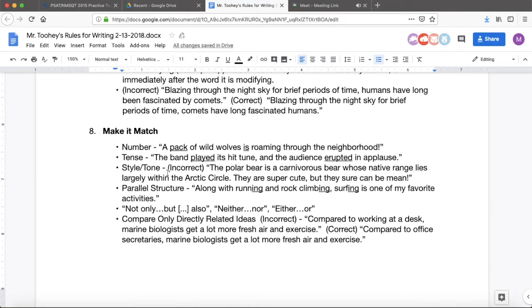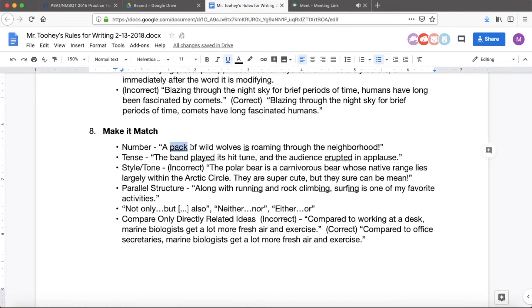I guess it would be wolves. Everybody thinks that, because that stands out in your mind, but that's not the subject. Does anybody else know what the subject is? It's pack. Pack is the subject. The pack is the subject, okay?